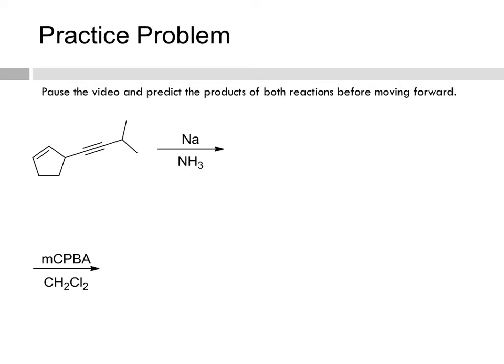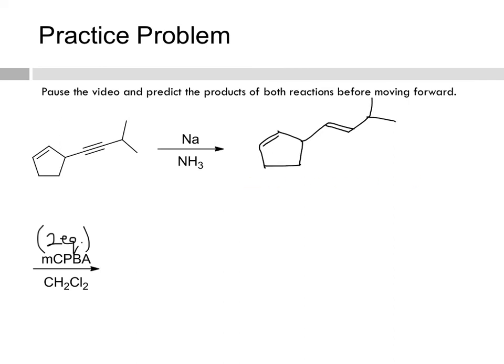This should be two equivalents of MCPBA here. Now go ahead, pause this video, and try to predict the products of both reactions. The first reaction contains sodium and ammonia, and these are reduction conditions for conversion of an alkyne to a trans alkene. It does not affect other alkenes, and so the product is an untouched alkene here and a newly formed trans alkene.